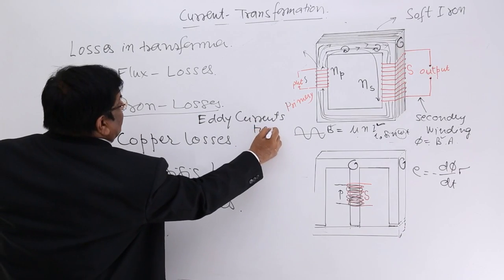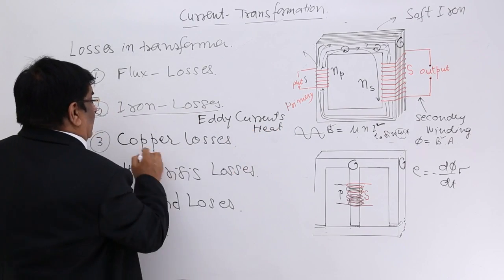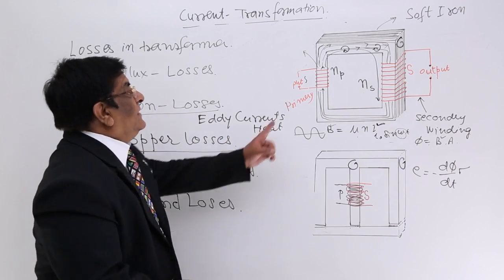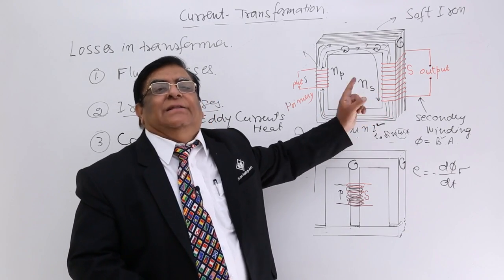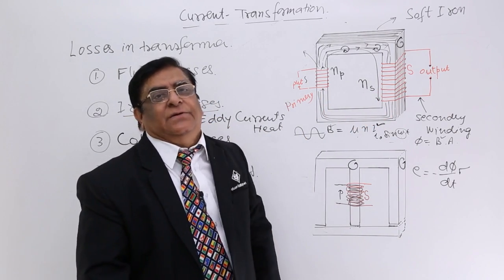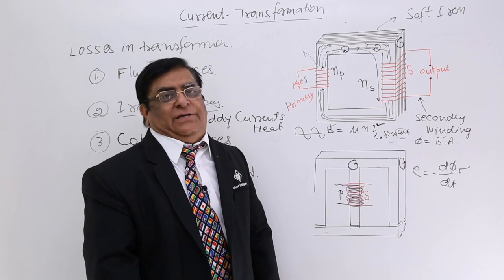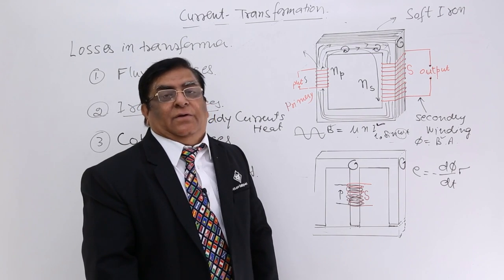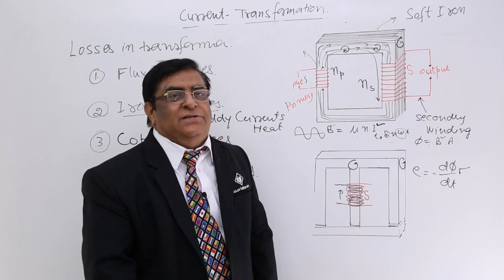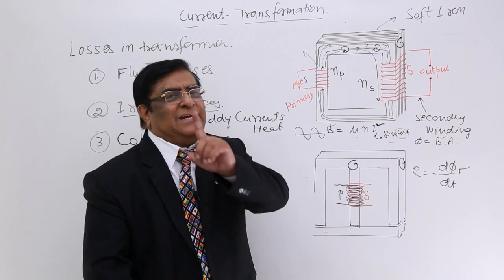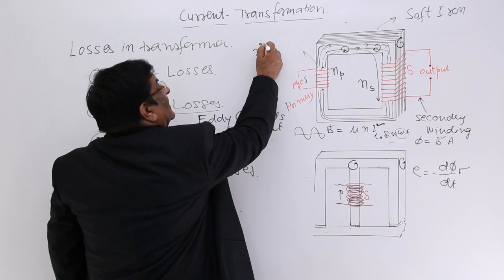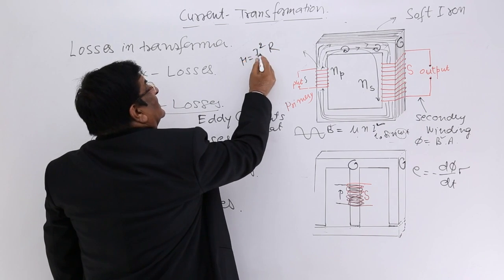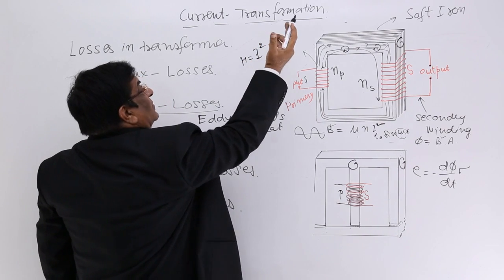Eddy currents, heat. Then there is copper loss. In these copper windings, a lot of current is flowing through them and they have resistance. You say copper is a very good conductor, very good, but still the resistance is not zero. It has certain resistance, and if there is a resistance and a very high current, then some heat has to be there, because this is not zero.